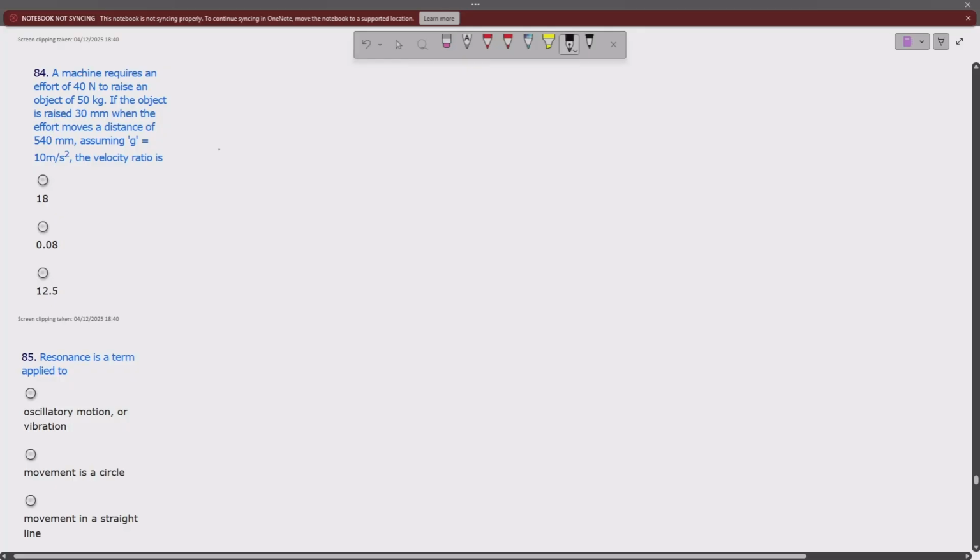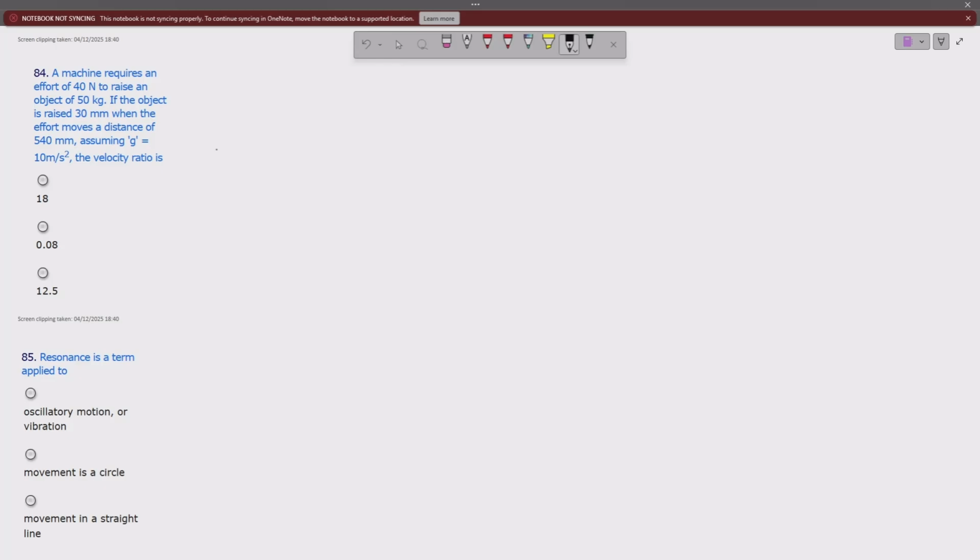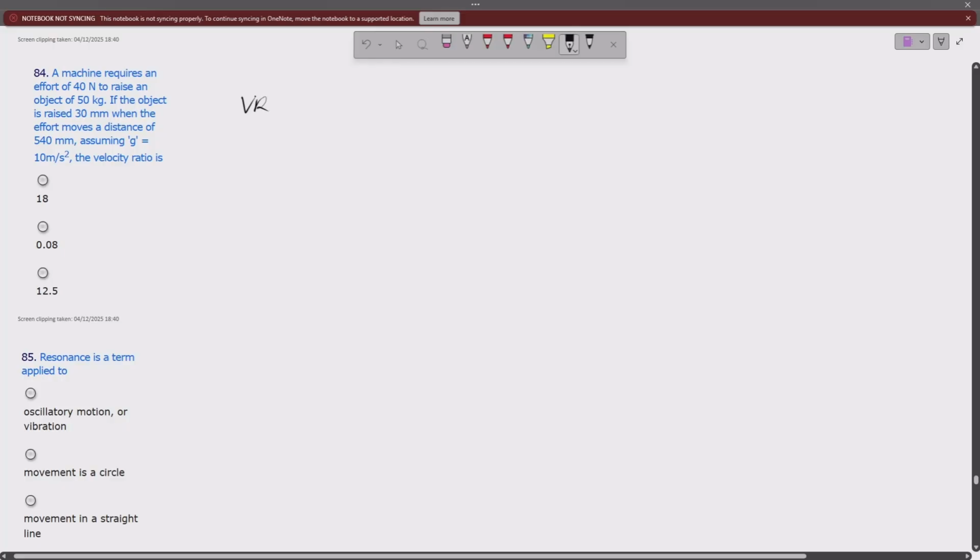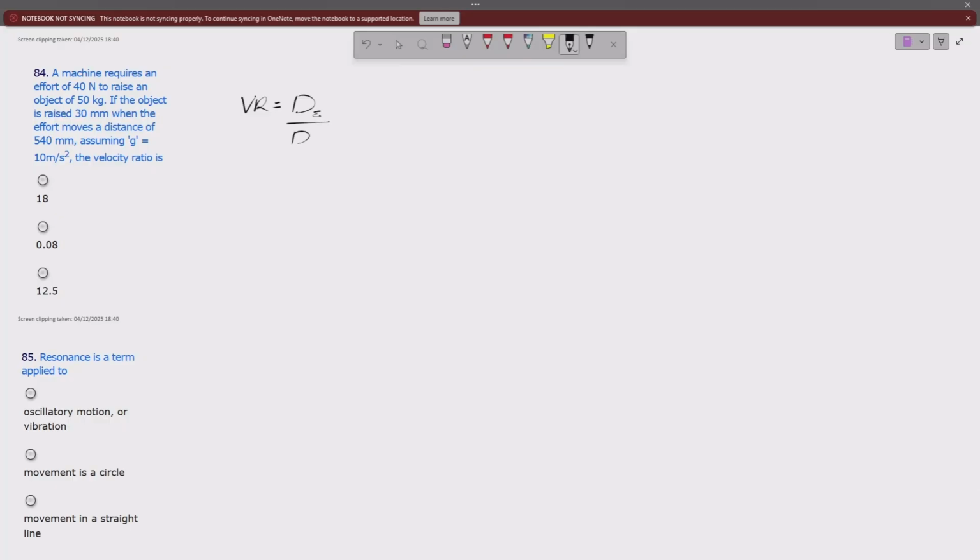84. Question 84. A machine requires an effort of 40 newtons to raise an object of 50 kilograms. If the object is raised 30 millimeters when the effort moves a distance of 540 millimeters, assuming acceleration due to gravity is 10 meters per second squared, what is the velocity ratio? Velocity ratio equals effort distance divided by load distance. Although there are a lot of parameters given, you are not going to use them in this instance. You have the effort distance, we have the load distance.